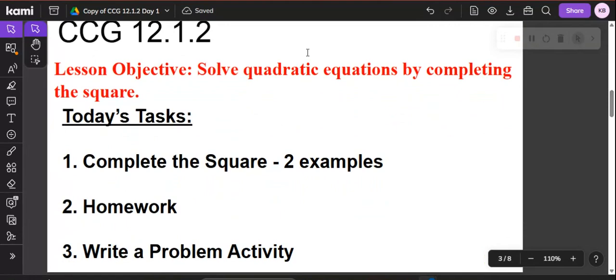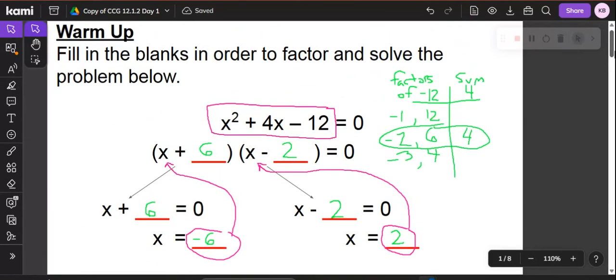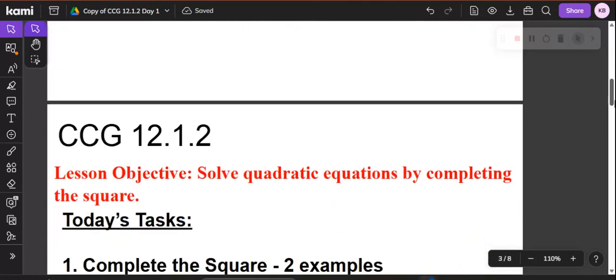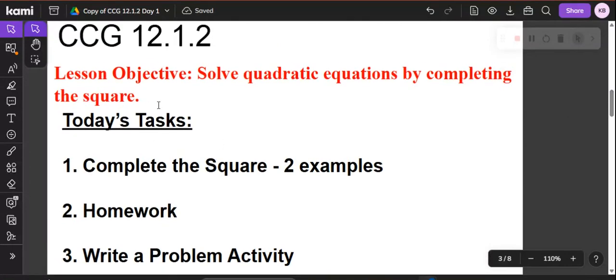To look at our lesson today, 12.1.2, the lesson objective is to solve quadratic equations by completing the square. Now, depending on what school you were previously at or who you had as a teacher, maybe you learned completing the square in Algebra 1, maybe you didn't. But the whole goal of completing the square is to do exactly what factoring does, only in a different method. So maybe with things that are less factorable, or some people prefer completing the square. We're going to be looking at that today. And then we're going to be applying it to our circle equations in our following lesson tomorrow.